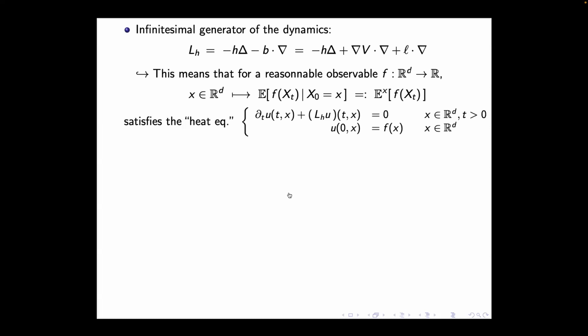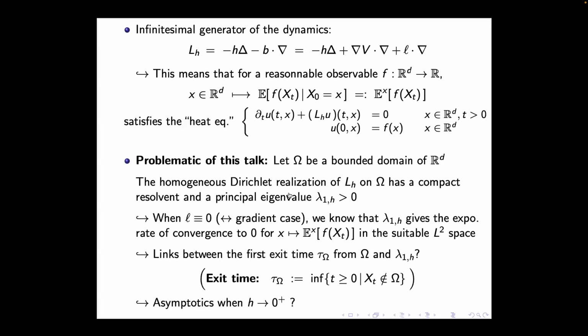So if I take B which is zero, this is the standard heat equation. And now what I'm interested in in this talk is to look at the evolution of the process on a bounded domain of R^d with absorbing Dirichlet condition. So when we look at this problem, we have to consider the homogeneous Dirichlet realization of L_H in omega. I will come back in a few seconds to what it means.